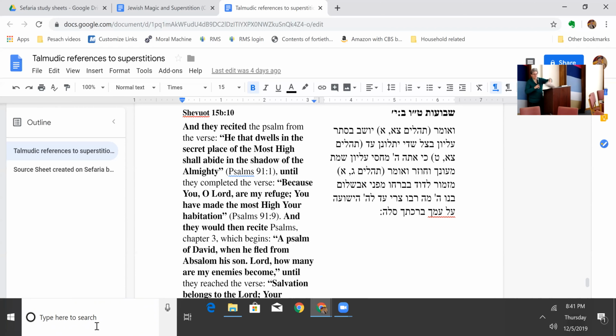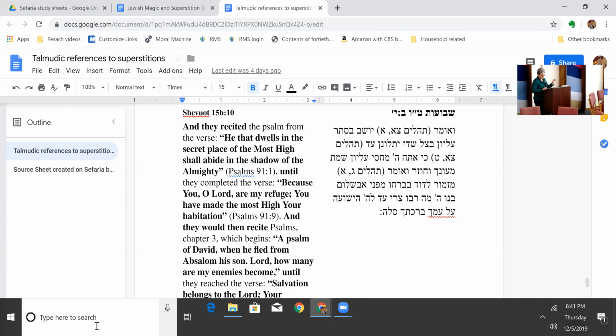So we're going to do two texts that are side by side. The first text just quotes Psalms. Now I know I'm jumping in a little bit. The context is words that are said as words of protection. And they recited the psalm from the verse. We get a quote from Psalm 91: He that dwells in the secret place of the Most High shall abide in the shadow of the Almighty, until they complete the verse: Because you, O Lord, are my refuge, you've made the Most High your habitation. Okay, so we've got two citations from Psalm 91.